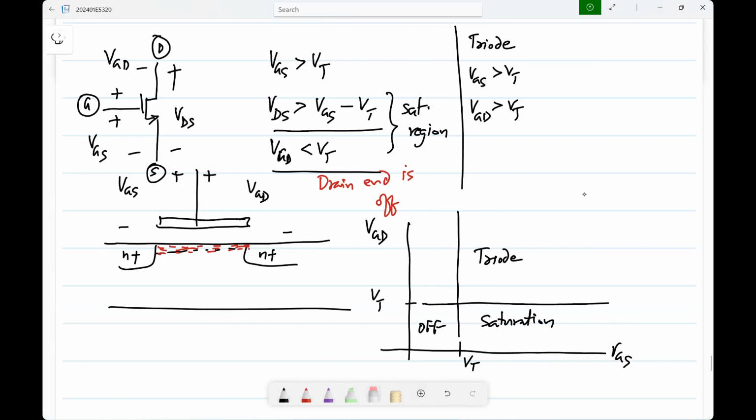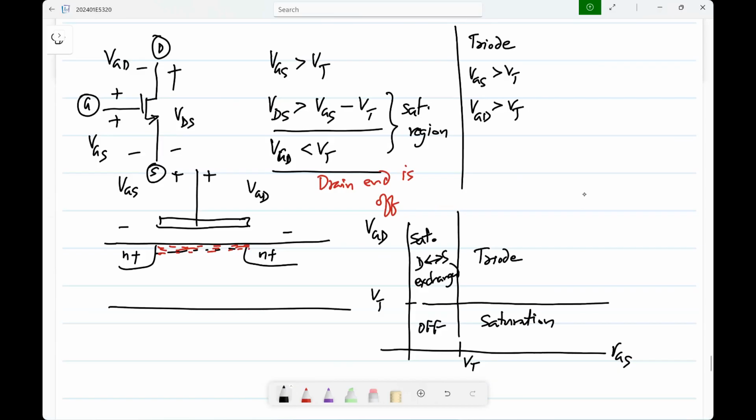Yeah. So basically here I still call this D and S, but what is happening is the current will be flowing from bottom to top. It is the saturation region, but with the bottom terminal being the drain and the top one being the source. So the transistor is a symmetric device. Is this clear? Why that's the saturation region?